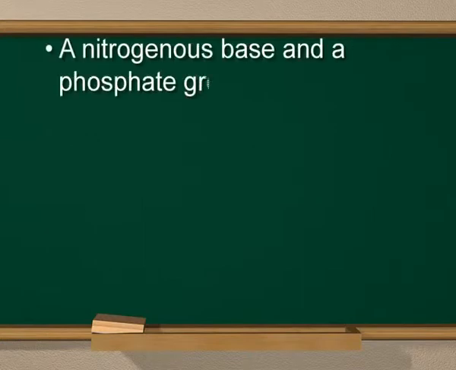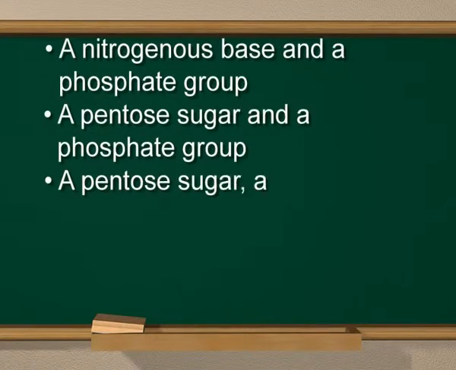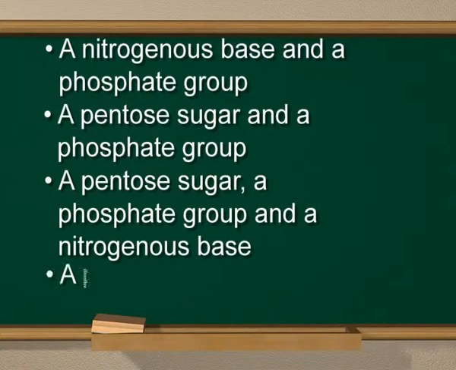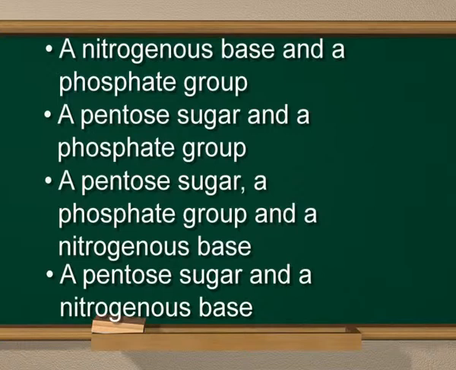A nucleotide is composed of, the options are, a nitrogenous base and a phosphate group, a pentose sugar and a phosphate group, a pentose sugar, a phosphate group, and a nitrogenous base, a pentose sugar and a nitrogenous base. Answer. You got it right. The correct answer is this option. A nucleotide is composed of a pentose sugar, a phosphate group, and a nitrogenous base.